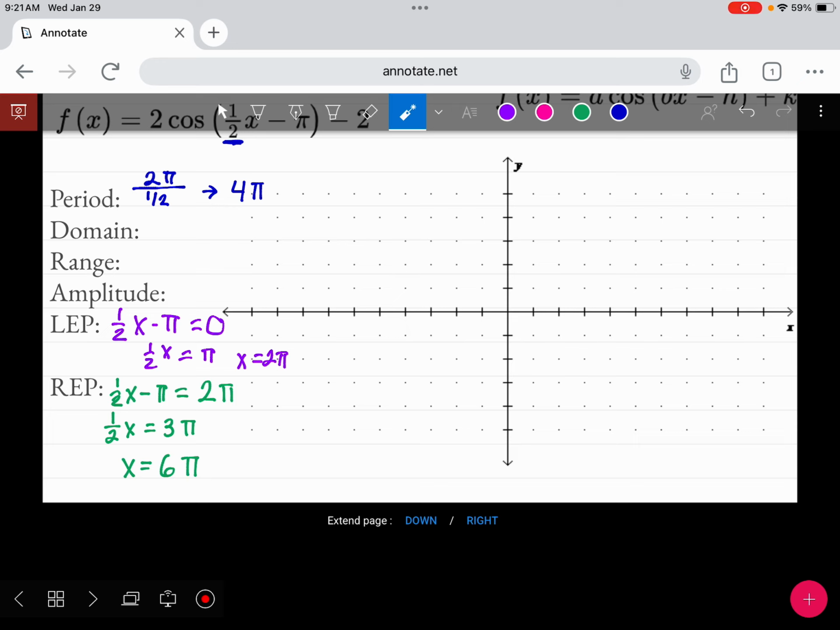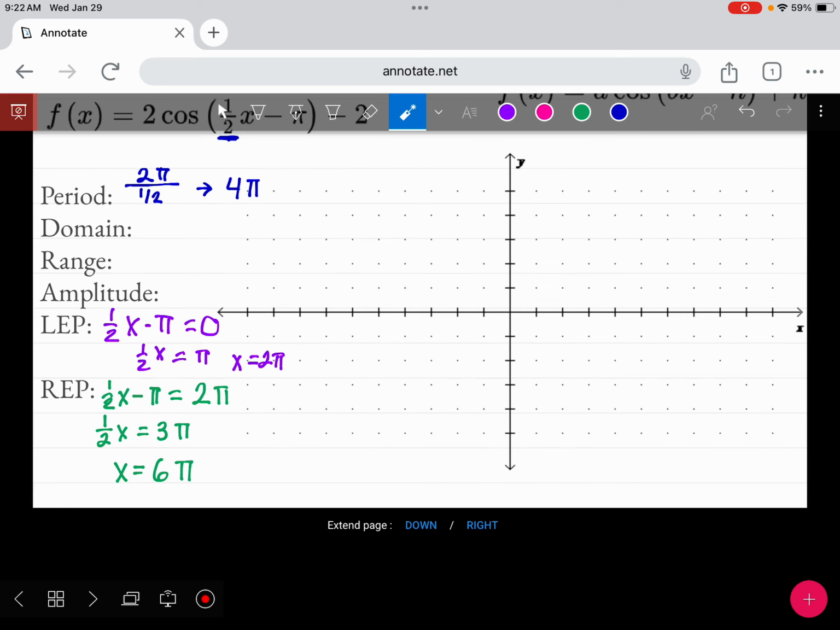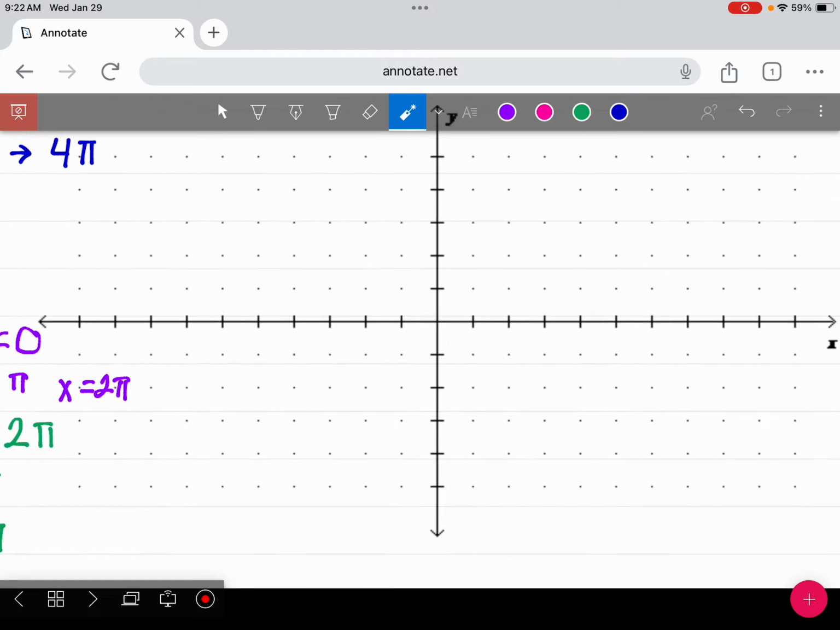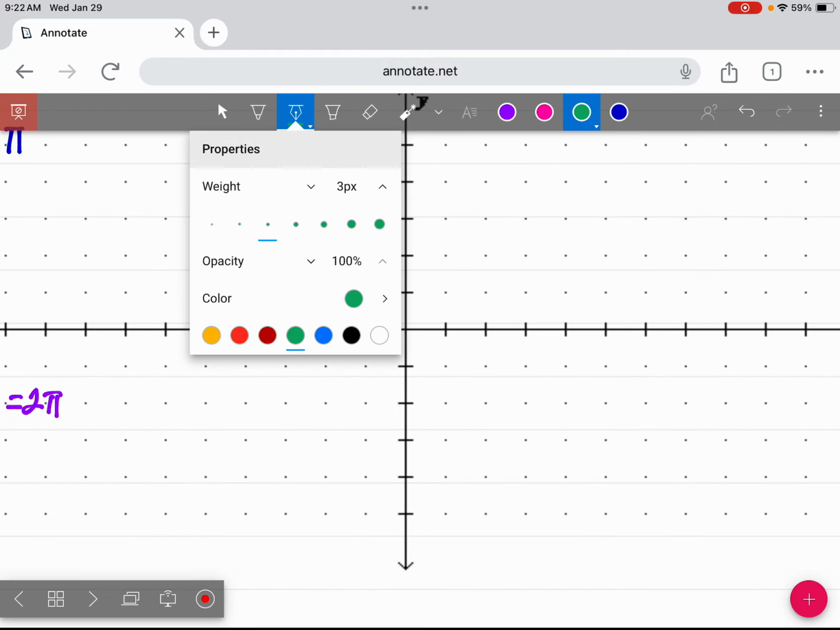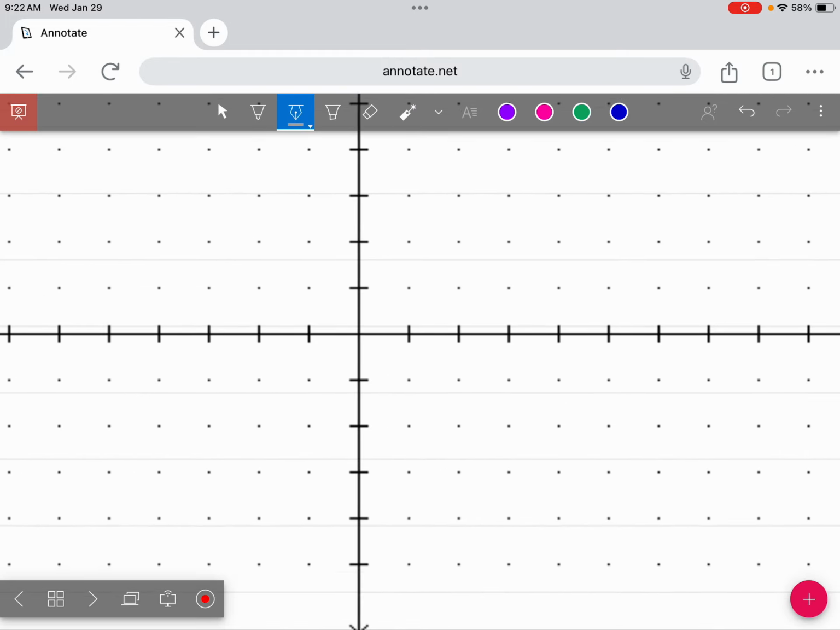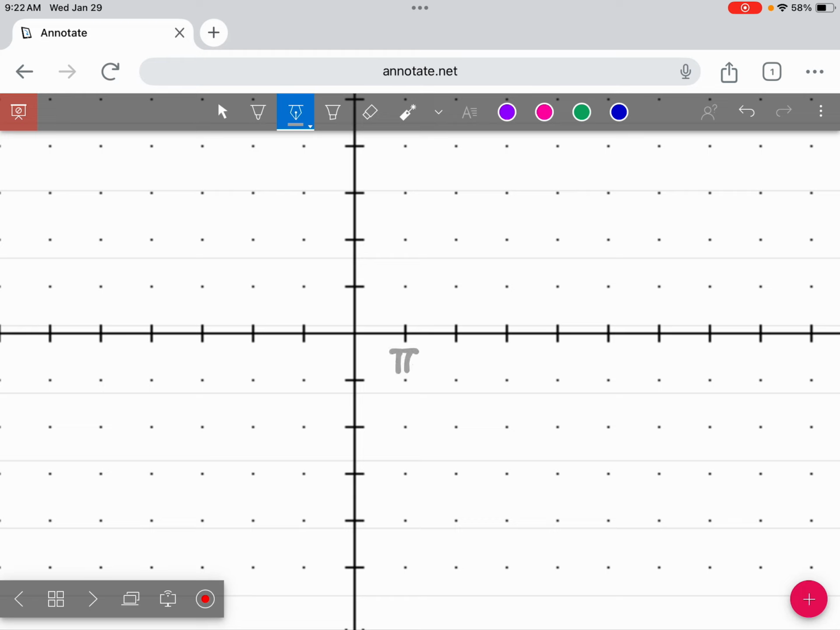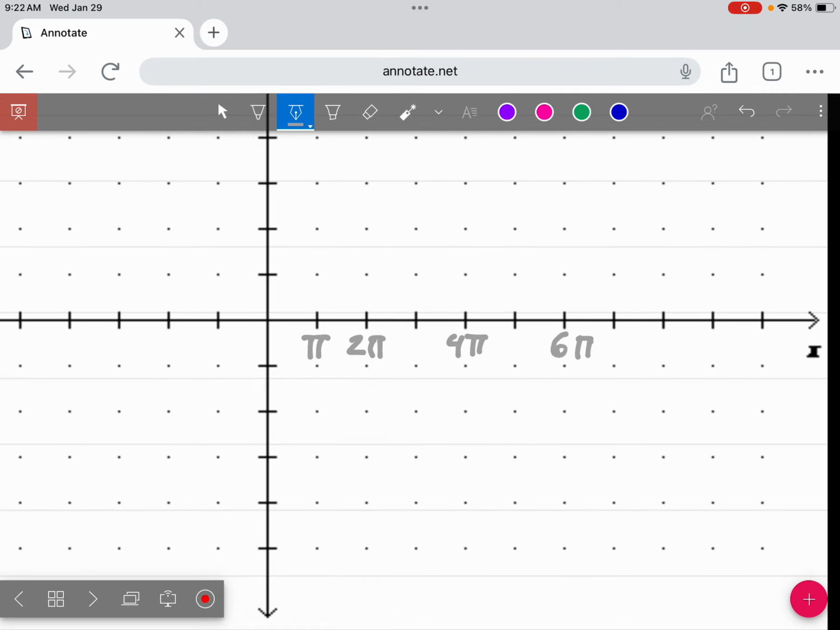So you could count by pi's. You could count by pi over 2's. I'm going to say, if you go by pi over 2's, you do wind up with our 6 pi being right here. It works, but it's not super pleasant. So I'm going to count by pi's, just because we don't have any weird in-between things happening. So we're going to go pi, 2 pi, 3 pi, 4 pi, 6 pi, 8 pi, and so on.